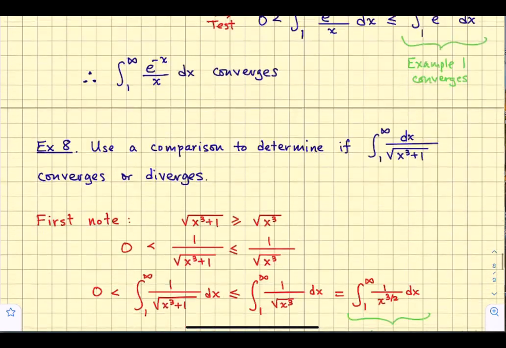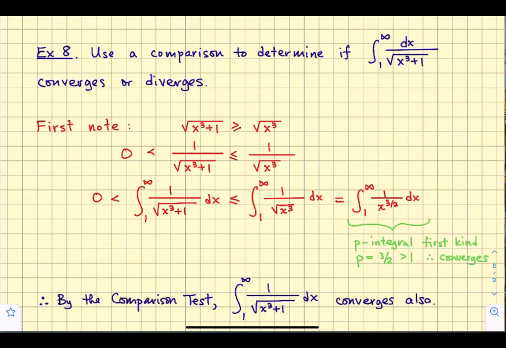Let's look at another example. We'll use a comparison to determine if the integral from 1 to infinity of dx over the square root of x cubed plus 1 converges or diverges. I'm trying to pick examples that have some different looking integrands so you get some practice and some looks at making different inequality arguments. So let's try not to be too overly fancy here. Let's use something that's pretty straightforward.